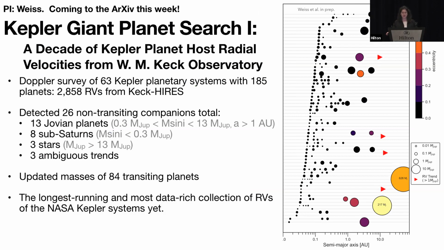2,858 radial velocities of 63 Kepler systems that have transiting sub-Neptune-sized planets, characterizing 185 planets in total. So far, we have discovered 26 non-transiting companions, including 13 Jovian planets, 8 sub-Saturns, 3 stars, and 3 ambiguous trends. We have also updated the masses of 84 transiting planets. This survey will help us determine whether giant planets help or hinder the growth of terrestrial worlds like Earth. Thank you, and I will take questions.